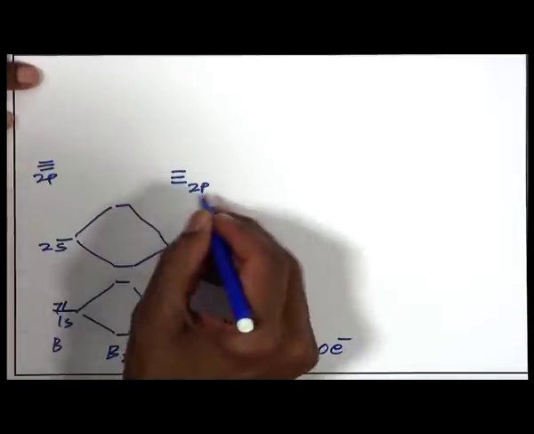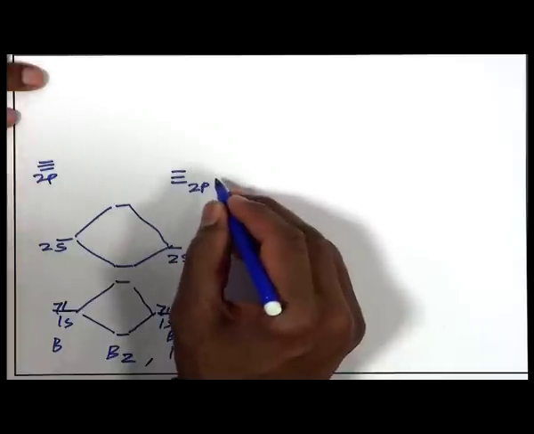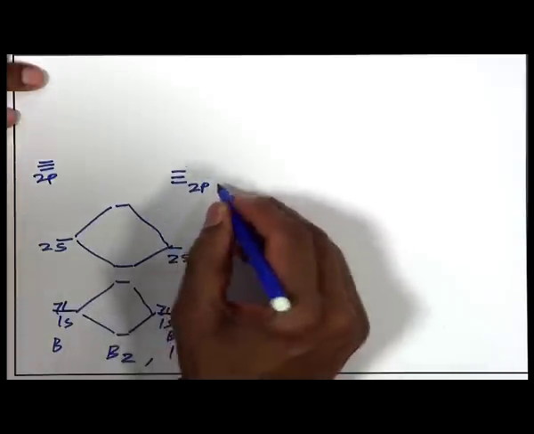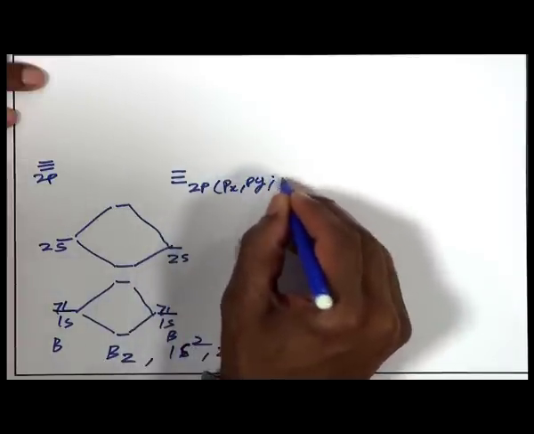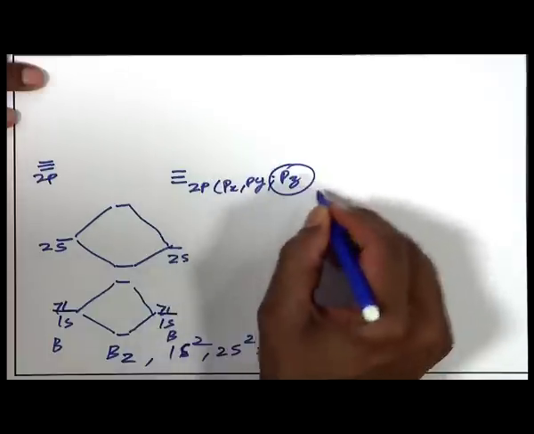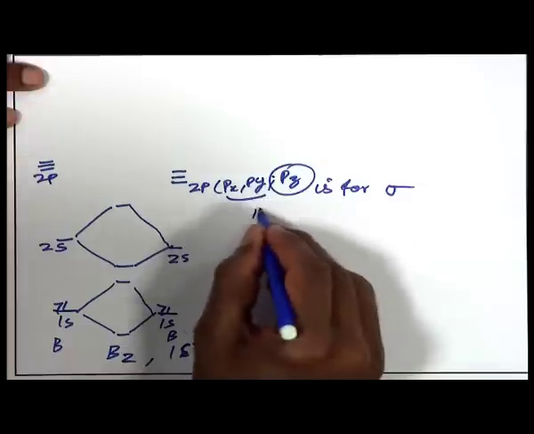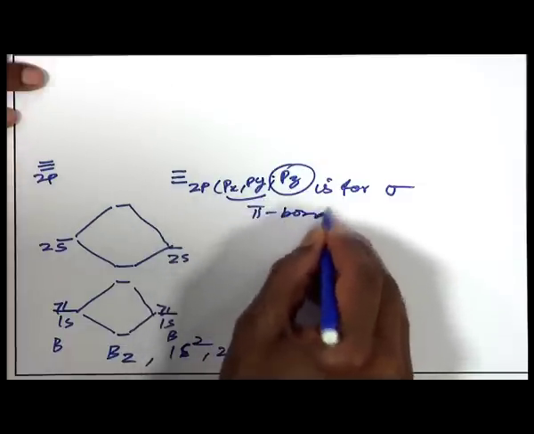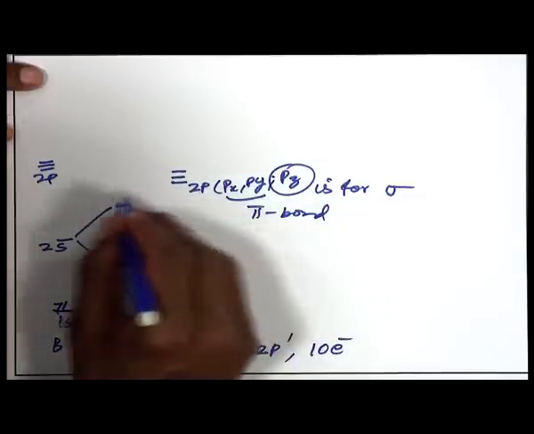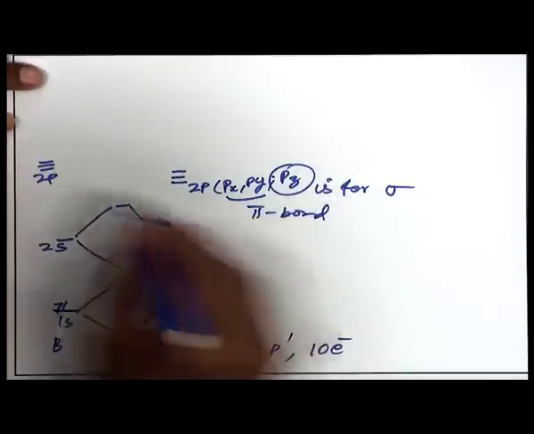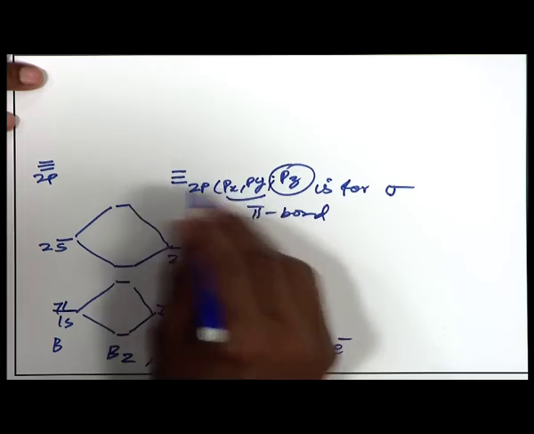After that you have the 2p orbitals. In the 2p orbitals there are two types of overlap. They can form a sigma bond as well as pi bonds. You have px, py and pz. The pz is for forming the sigma bond, and these two are for pi bonds. Two pi bonds can form using the px and py orbitals. So they interact with each other to give one sigma bond and two pi bonds using the 2p orbitals.